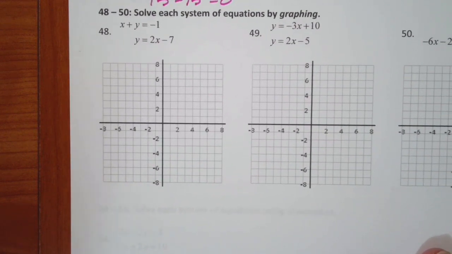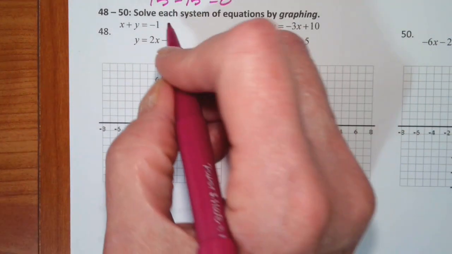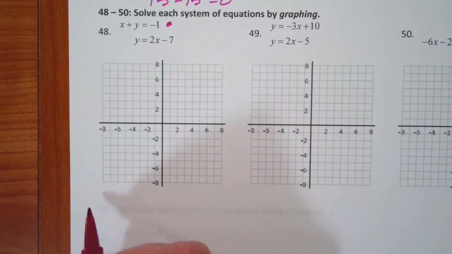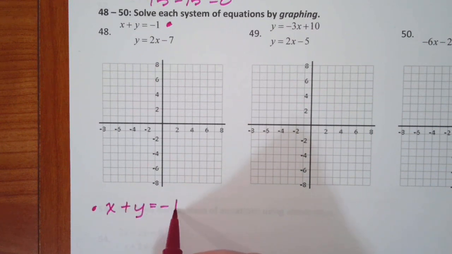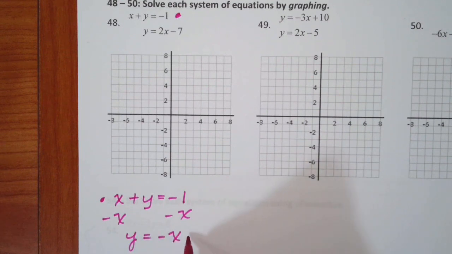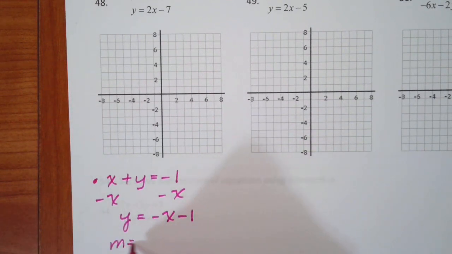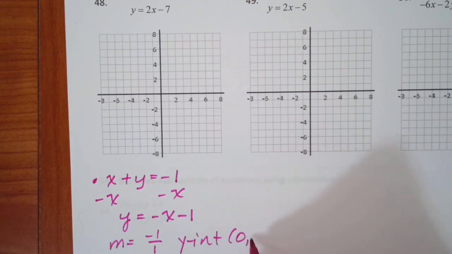Okay, solve each equation by graphing. That means we're going to graph both lines, and from there we are going to try to find the point of intersection if in fact there is one. Now, for this equation here, there are a couple of ways that I can do it. But for this equation, I would like to put it in slope-intercept form, which means I solve for y. So I'm going to subtract x from both sides, which tells me that y is equal to negative x minus 1. So my slope is negative 1 over 1, and my y-intercept is 0, negative 1.